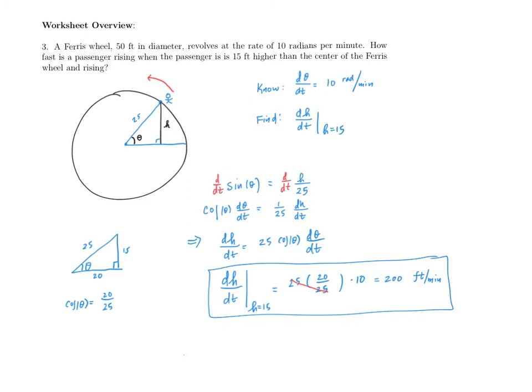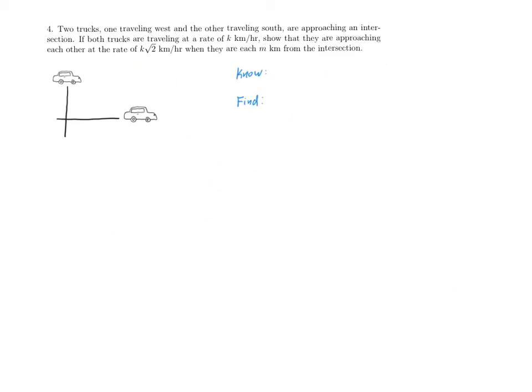Let's move on to problem 4 in the worksheet. So let's just read through the problem and see if we can add into our picture that we have going. 2 trucks, one traveling west, the other traveling south, are approaching an intersection. We're going to assume that both of the vehicles are traveling at a rate of k kilometers per hour. And what we would like to determine is how fast are they approaching each other when they are m kilometers from the intersection.